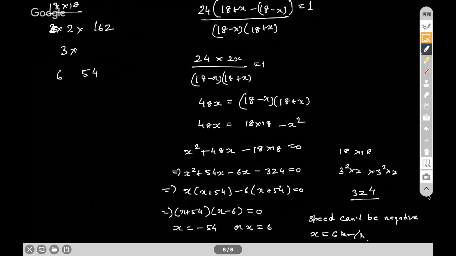Let's take up another type, which is on ages. Let's say there is a question on age. This is another type you'll get. Let us solve this, again a CBSE 2010 question. The question says a girl is twice as old as her sister.